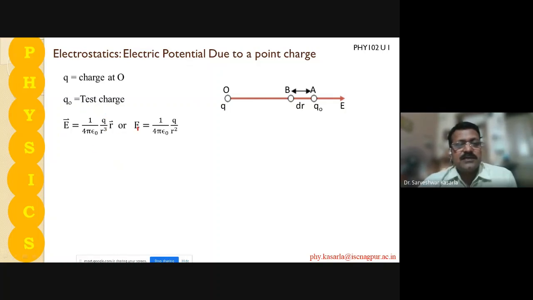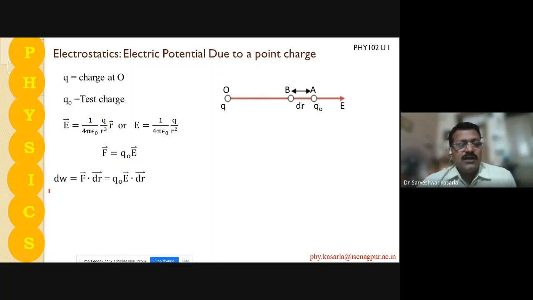Or simply, if you just ignore the vector sign, it will be simply E is equal to 1 upon 4 pi epsilon 0, q upon r square. So here r cube, because this is vector r divided by r cube, the magnitude and magnitude will cancel, and only the r square remains. Okay, so F is equal to q0 times E. If you want to express the force in terms of intensity, that will be like this.